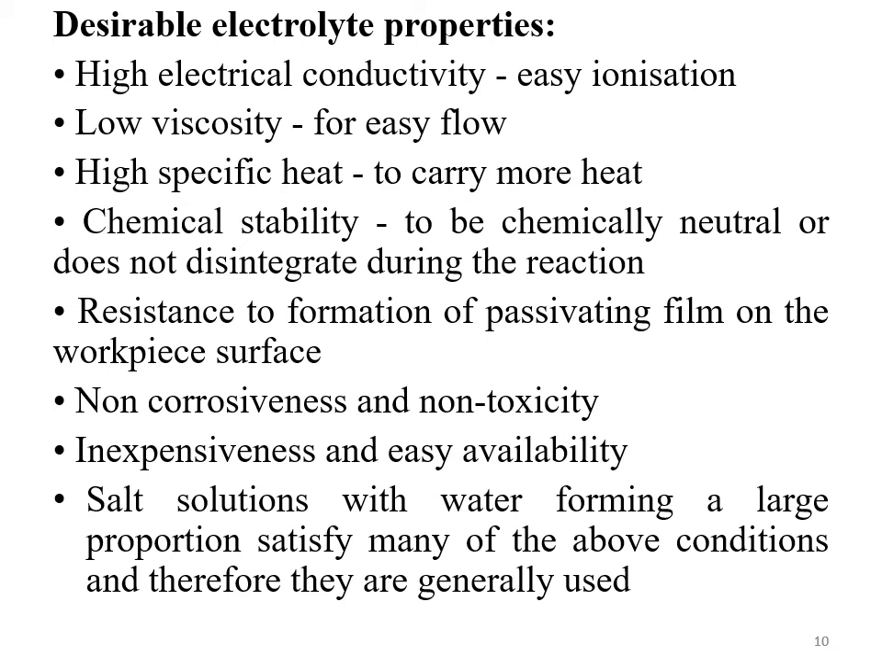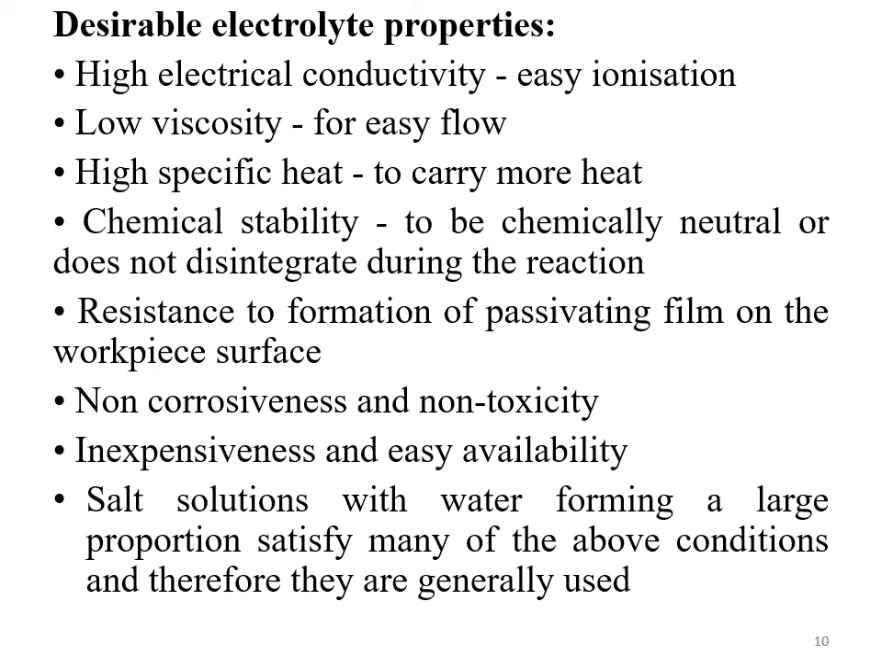And a high specific heat: when it possesses a high specific heat, it indicates that it has more capability to absorb the heat energy which is generated in the machining zone. The fourth important property is chemical stability. When they are chemically stable, only then are they best suited for the electrochemical machining process. It should be chemically neutral, and it should not disintegrate during the reaction.